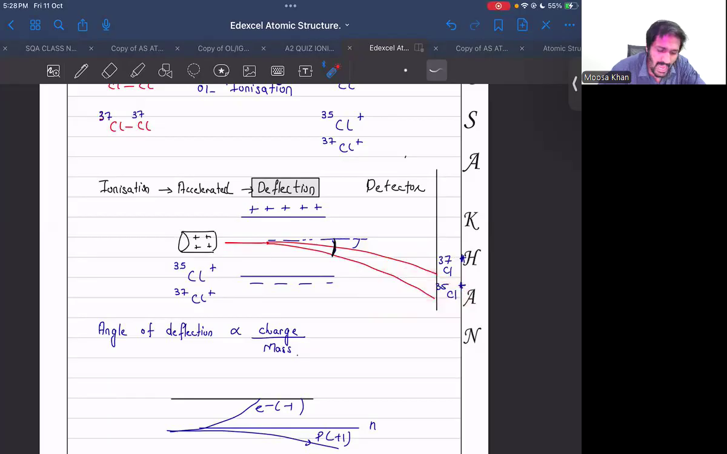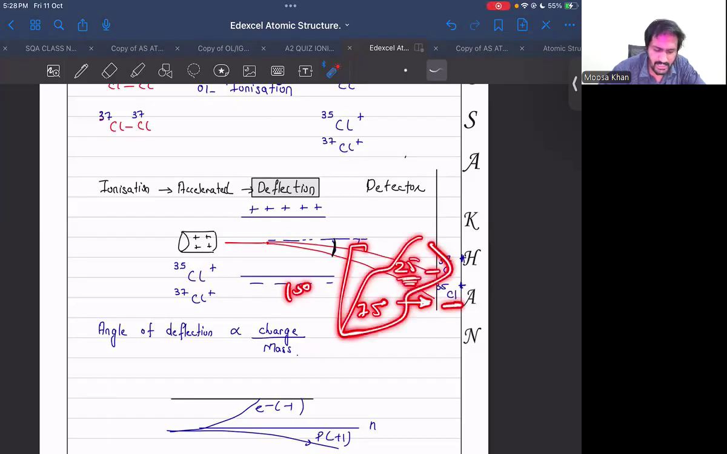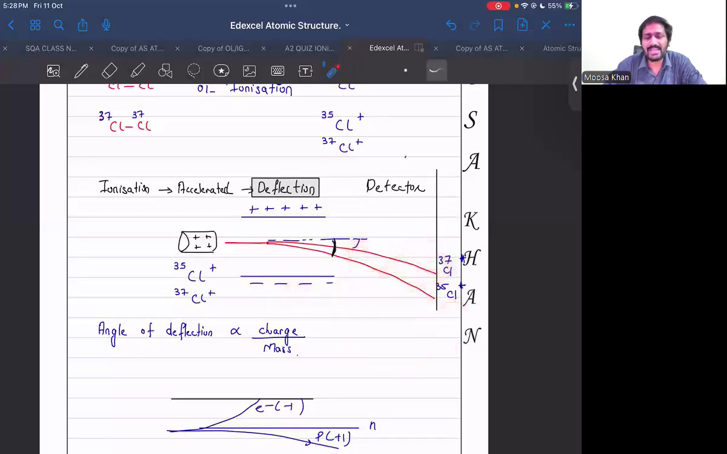And we can also count the proportion of their signals. For example, if a total of 100 signals were obtained at the detector, and 75 signals were due to this peak at the bottom, and 25 signals were due to this particle. So we can take the percentage, like 75 out of 100 times 100 would give you 75%. So that's how we came to the conclusion that chlorine has two isotopes.